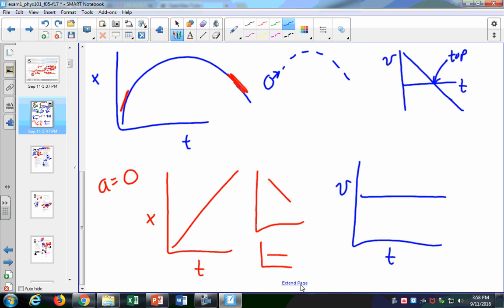Will velocity and acceleration ever be negative at the same time? Sure. Watch this. In that second part of the trajectory, it was moving down, and it was also accelerating downward. So when you have a negative velocity and it's speeding up, that's when velocity and acceleration are both negative.